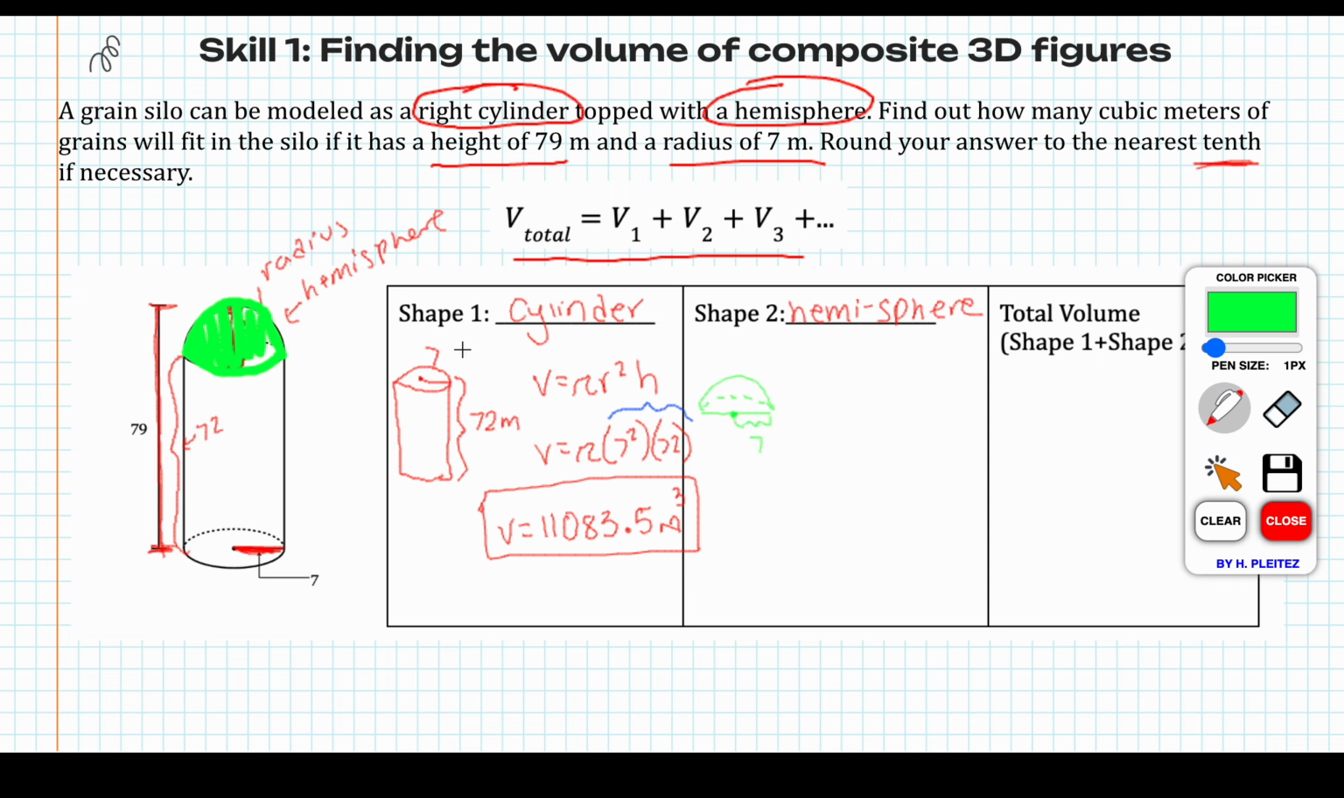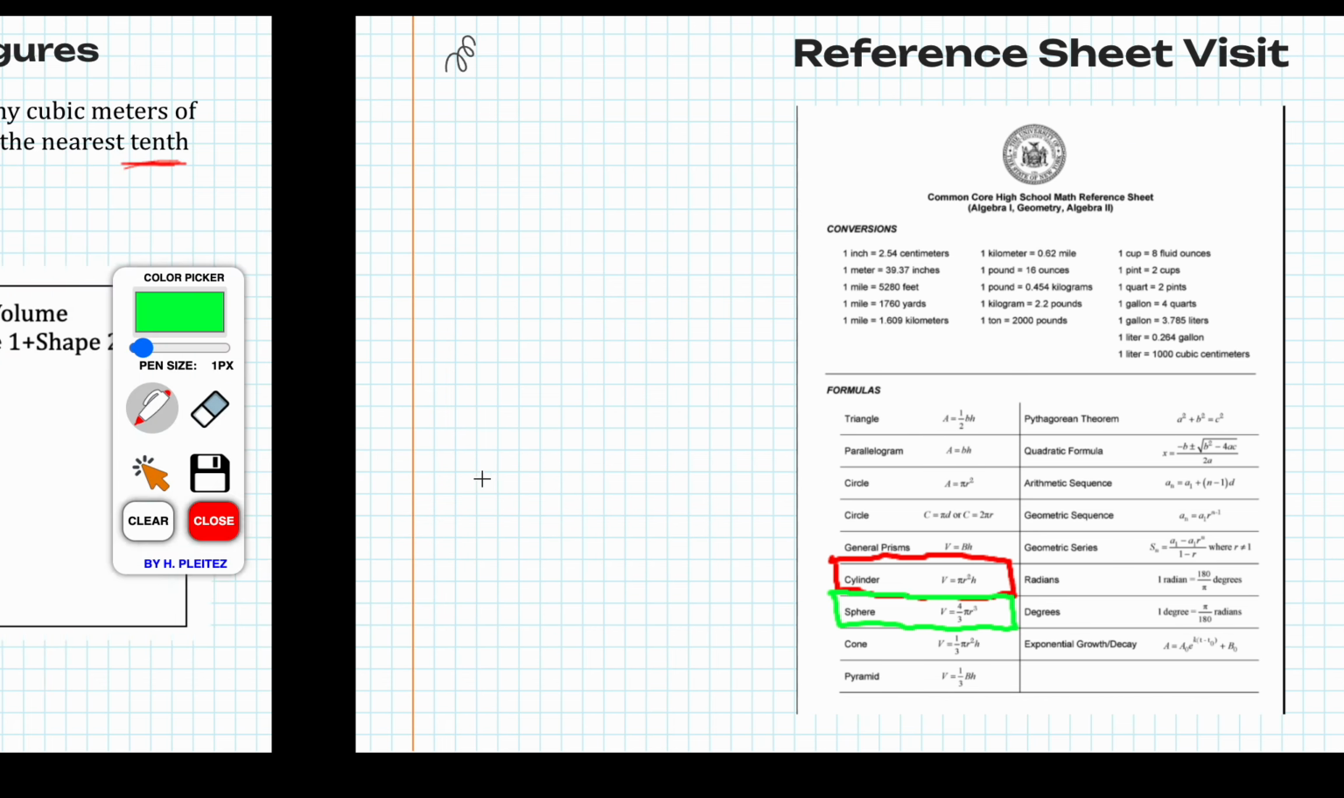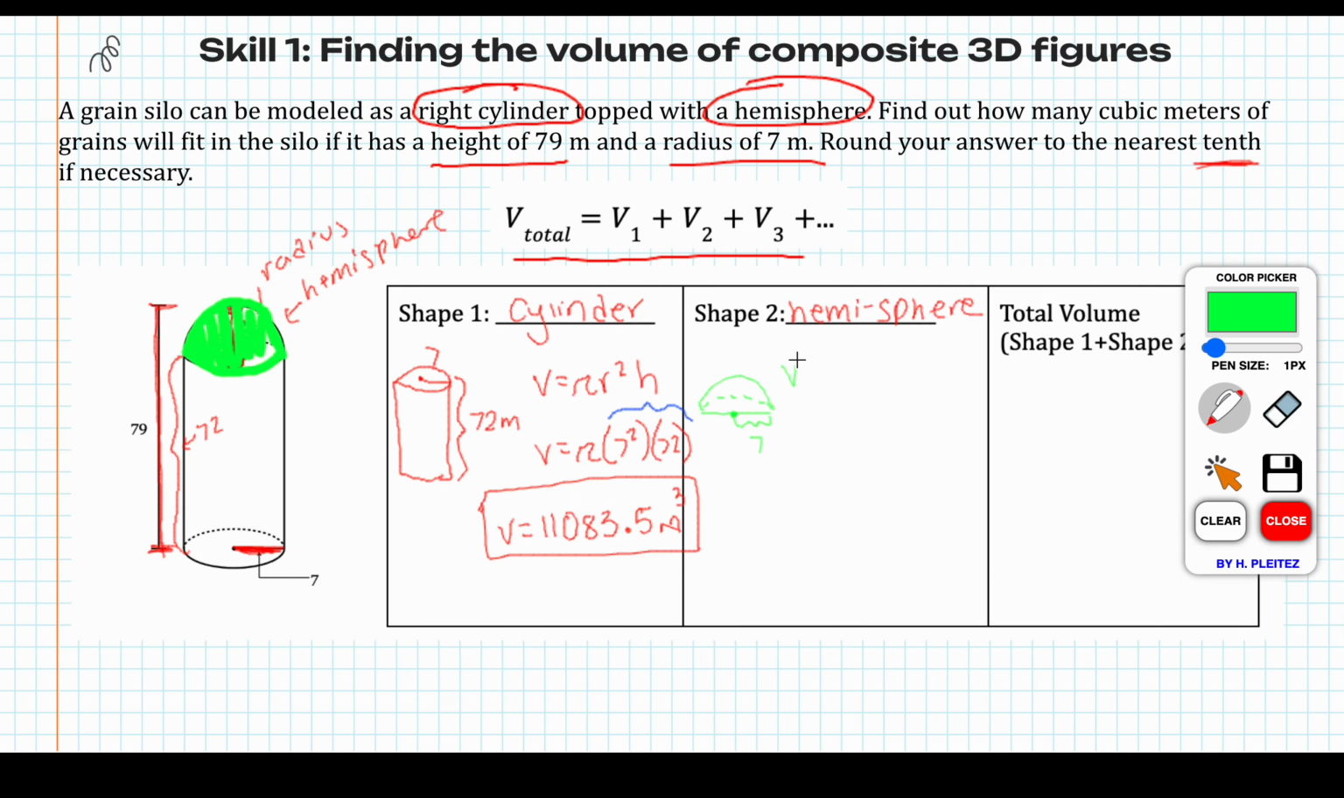So if we go to our reference sheet again, we aren't given the volume of a hemisphere, but we are given the volume formula for a sphere. And remember, a hemisphere is just half of that. So the volume of a sphere is 4 over 3 times pi r cubed. So V equals 4 over 3 times pi r cubed. And remember, this is for the entire sphere. So what we're going to have to do at the end is just divide it by 2. So let's go ahead and substitute. V equals 4 over 3 pi. Our radius is 7, and we're cubing that.